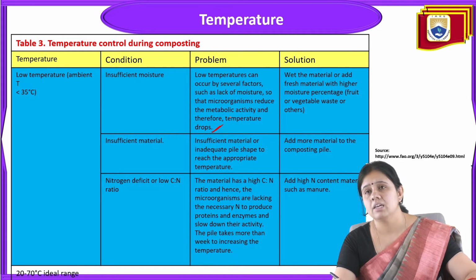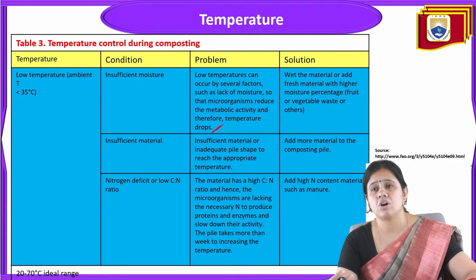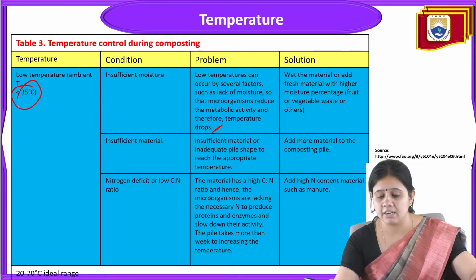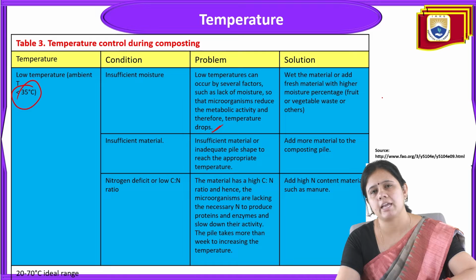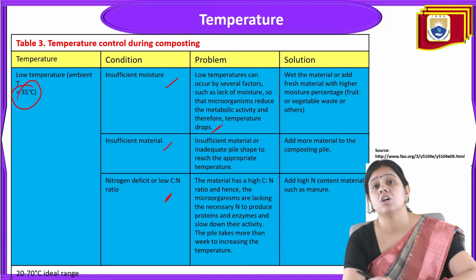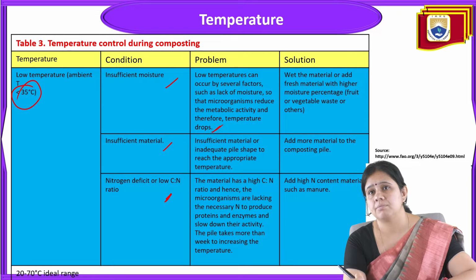So here again, we should add some fresh material with high moisture percentage, fruit or vegetable waste or other. Next condition is insufficient material. If temperature is less than 35 degrees Celsius, these three types of condition can occur. First is insufficient moisture, second insufficient material, and third nitrogen deficit or low CN ratio. In insufficient material, the pile shape is inadequate to reach the appropriate temperature. So in this case, we should add some more material to the composting pile.